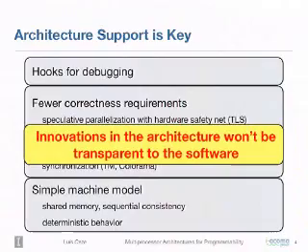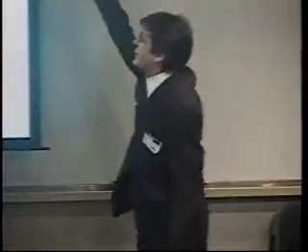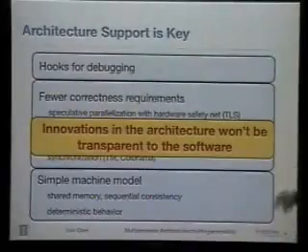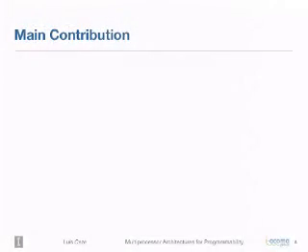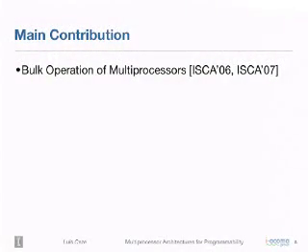One important aspect of innovation in architecture right now, in my opinion, is that all these innovations in multi-cores would not be transparent to the software. So by definition, this is the interdisciplinary nature of the problem. We have to expose these architecture features to the software. And in my thesis, I have actually made contributions in all these 4 levels of this stack that I showed here. But today, I'll focus on one main contribution, which I call bulk operation of multiprocessors.